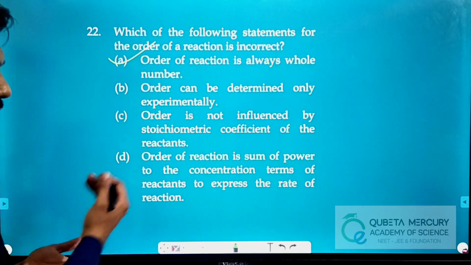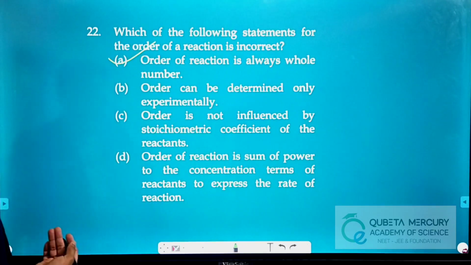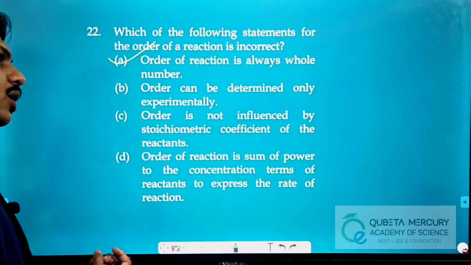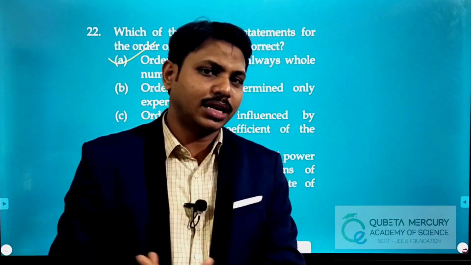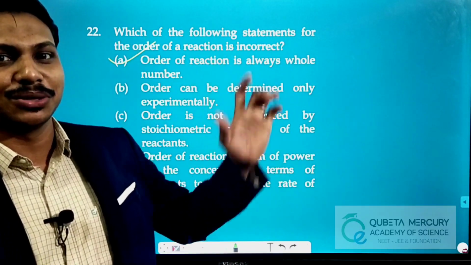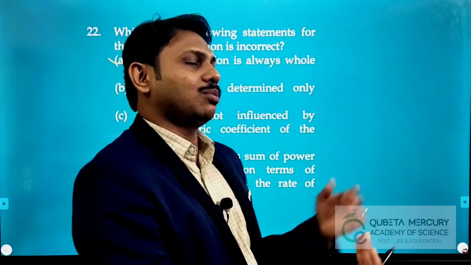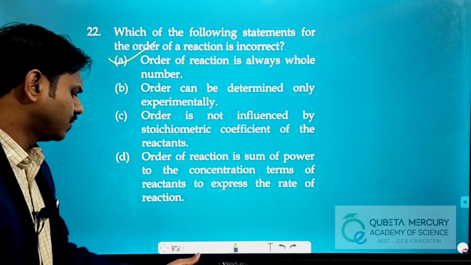That is correct, order is a property obtained experimentally. Order is not influenced by the stoichiometric coefficient. Whatever the coefficient is, for example, decomposition of ammonia, there is something inside before NH3, but the reaction follows zero order kinetics. That means the power is 0. So whatever the stoichiometry is, we can never say that this is the order. So the right option is the first one.